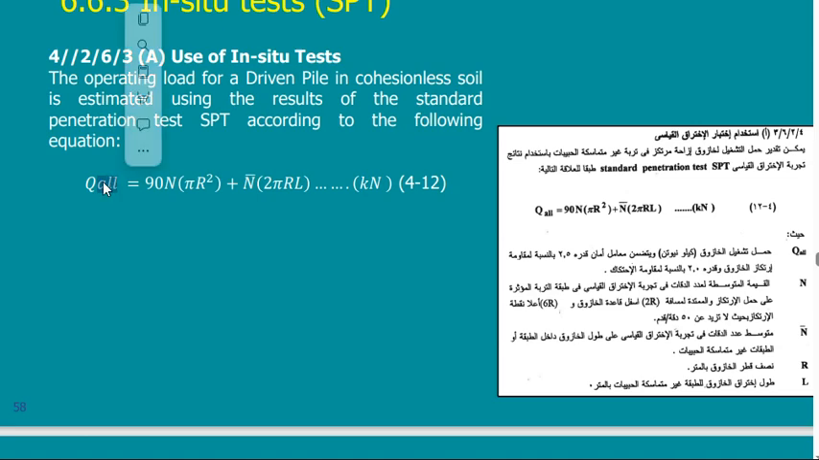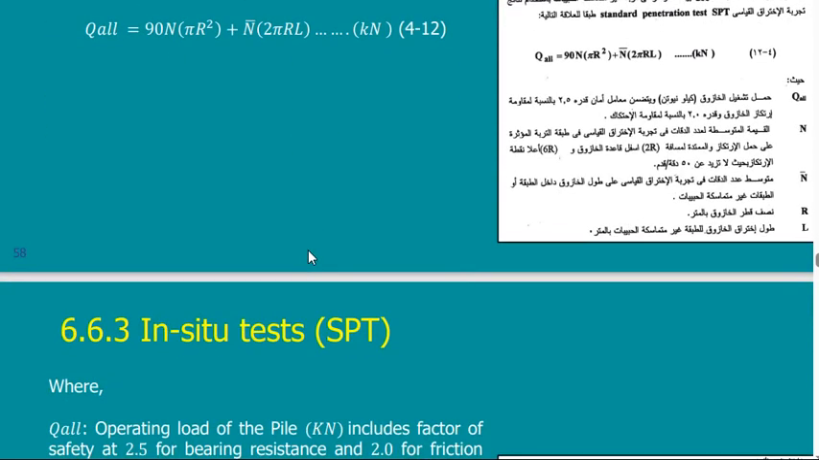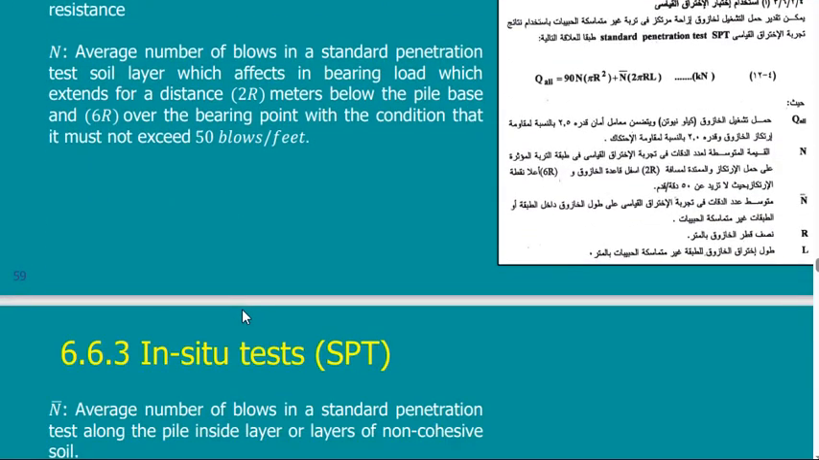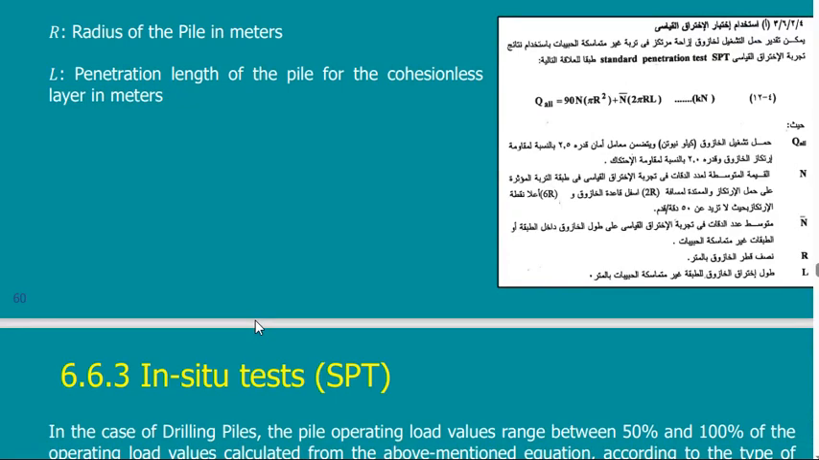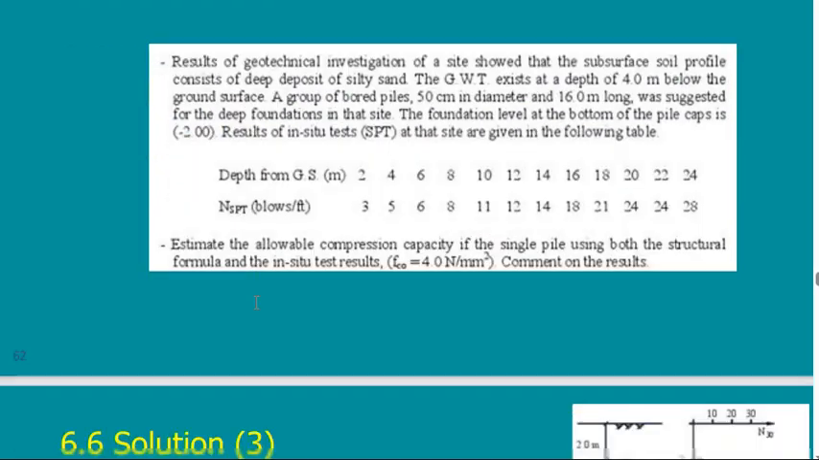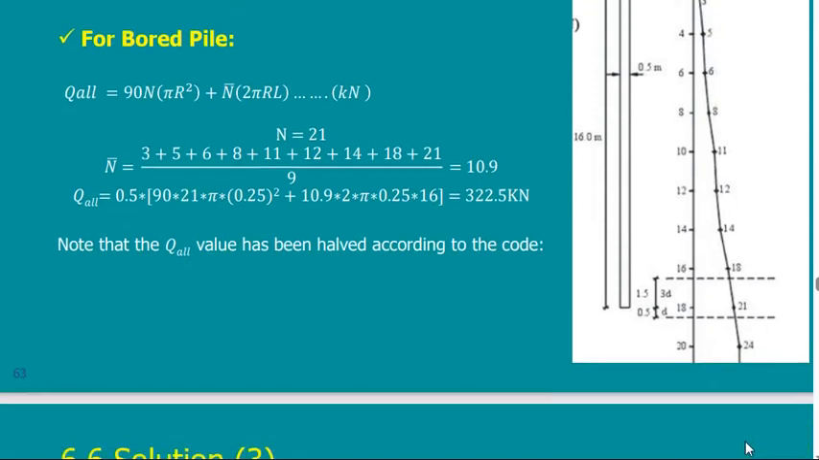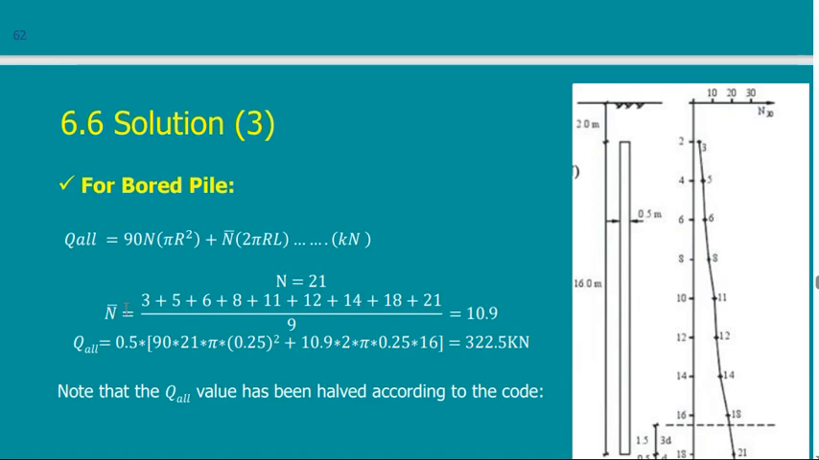Take into consideration that this equation gives you Q allowable directly. You don't need to divide by 2.5 or the factor of safety. It is already factorized. This is the allowable load. The opposite, if I tell you what is the ultimate, then you have to multiply it by the factor of safety. This is very straightforward. If you see the example, it will be very, very straightforward. This is the presentation for the N values, how to calculate N, how to calculate N bar, then just a normal substitution in the equation.